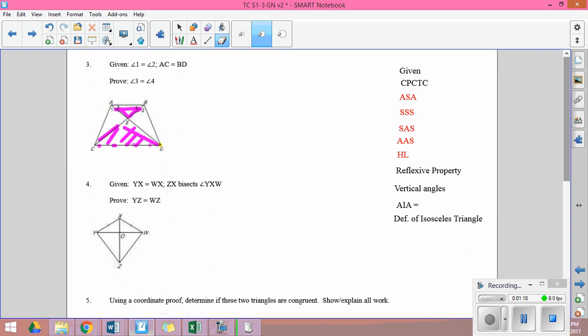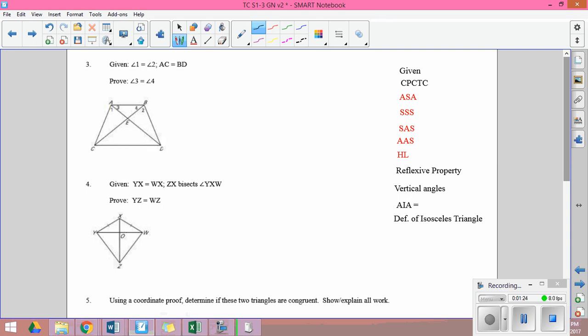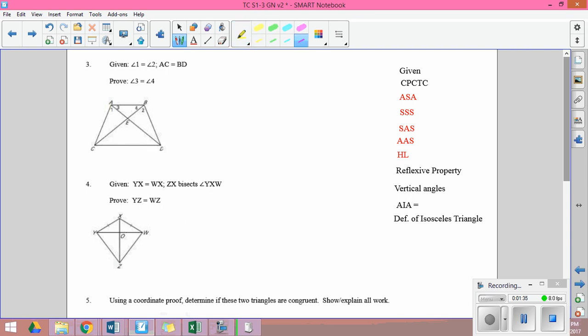So I have multiple ways to see this picture, and that just emphasizes how geometry is all about a pattern, not a formula. I could give you the same picture with a different given, and we would have an entirely different proof. So the first thing we have to do is say, well, what are we trying to prove in this scenario? I'm trying to prove that angles 3 and 4 are equal.